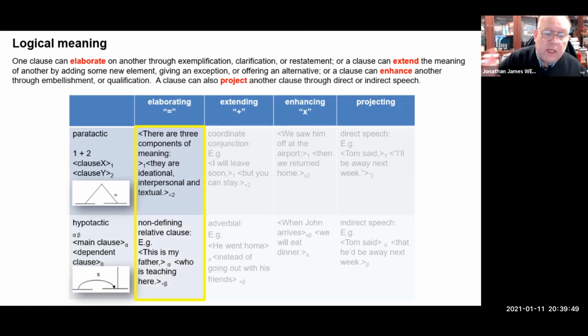Now, some of these ways in which you can expand in order to elaborate. This is my father who's teaching here. Or you could have it paratactically. There are three components of meaning, colon. They are ideational, interpersonal, textual.